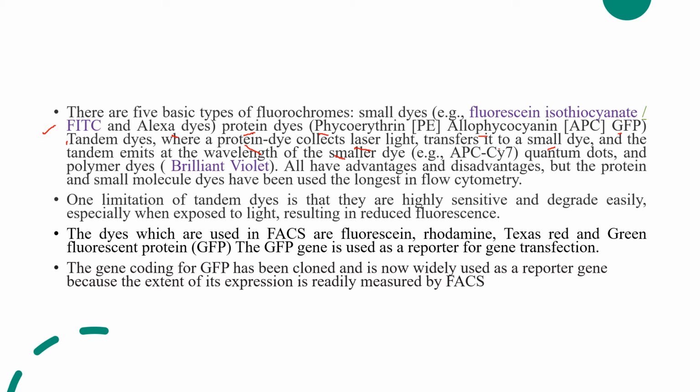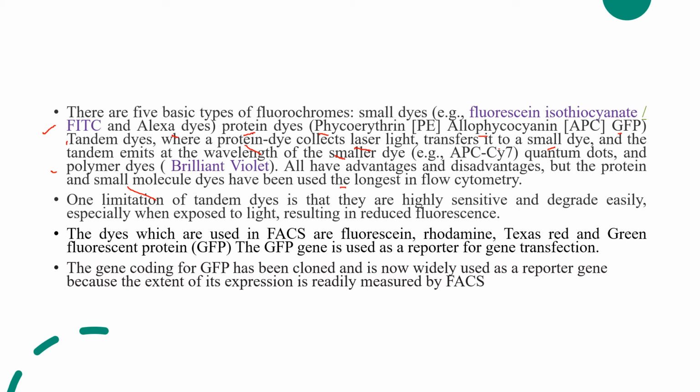But the tandem dyes are very sensitive and degrade easily with the laser light, so their use is limited. Quantum dots and polymer dyes are also used, that is brilliant violet. Each of the dyes has advantages and disadvantages, but the protein dyes and small molecules have been used longest in flow cytometry. Small dyes like fluorescein, protein dyes like phycoerythrin, allophycocyanin, and green fluorescent protein.